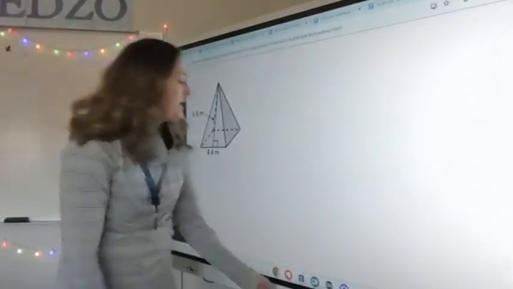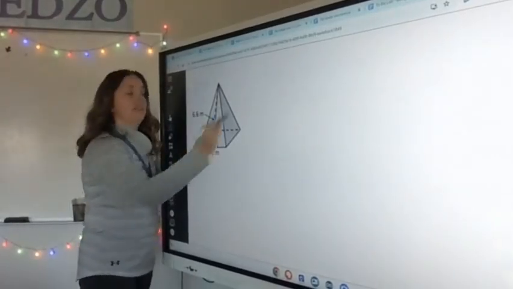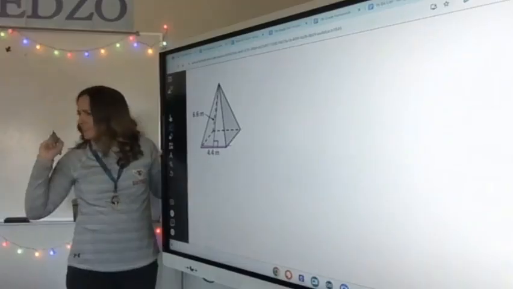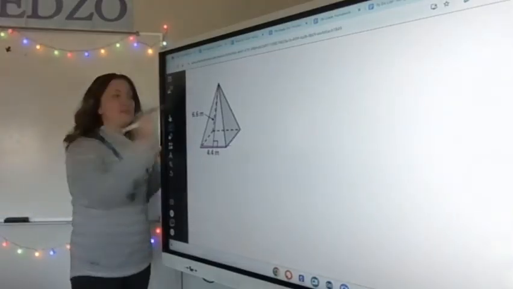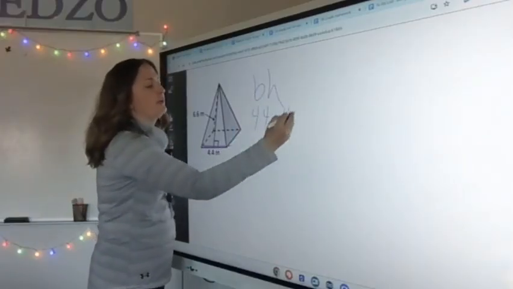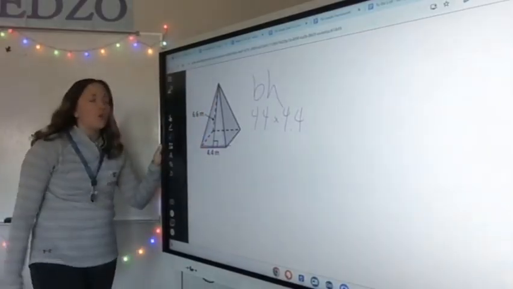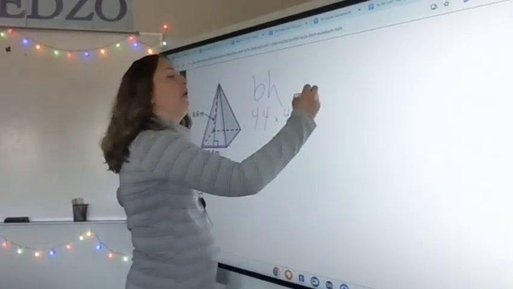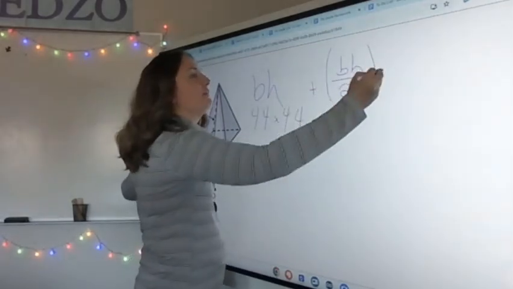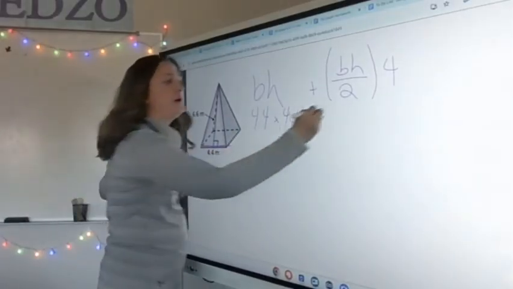All right, here is the answer for this. So when we think about this, the base of my pyramid is what? 4.4. Yep, it's a square, and the way we solve for the area of a square is base times height, length times width, whatever you use. So we take our 4.4 and we multiply it by our 4.4. We are going to add that to our lateral faces, which are 4 identical triangles. So our triangle is base times height divided by 2, but because we have 4 of them, we multiply by 4. So my base of my triangle, still 4.4.